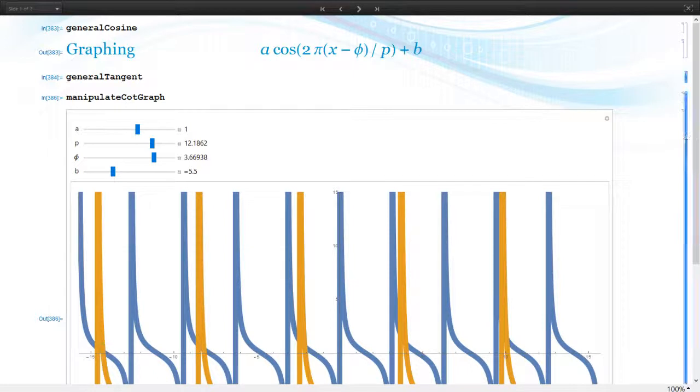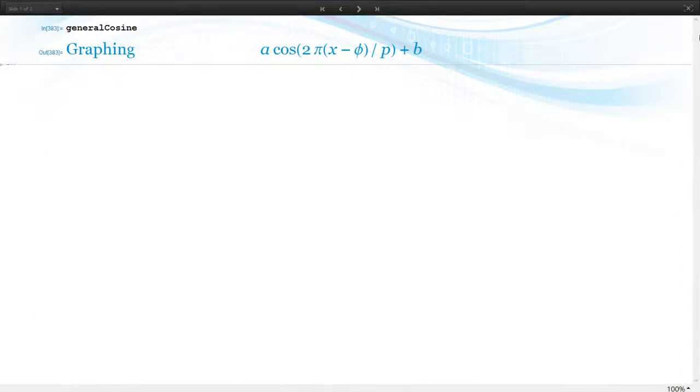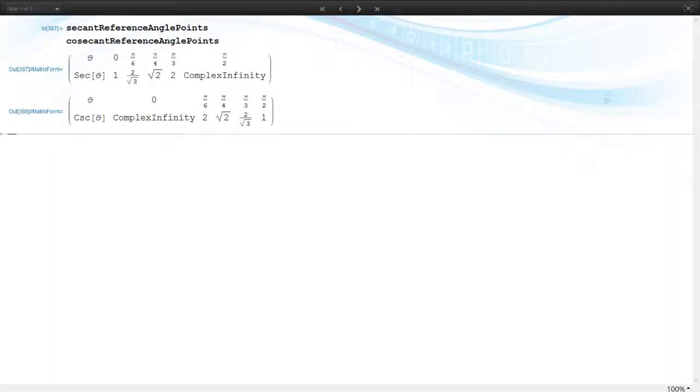We can read off of our chart. Our last 2 columns are going to be the secant and cosecant columns. So we have our secant points, and let's put our cosecant points up there as well. These 2 parts of the chart. Complex infinity is Mathematica's way of saying undefined. So if we remember, secant and cosecant were undefined in these parts of the graph for these angles.